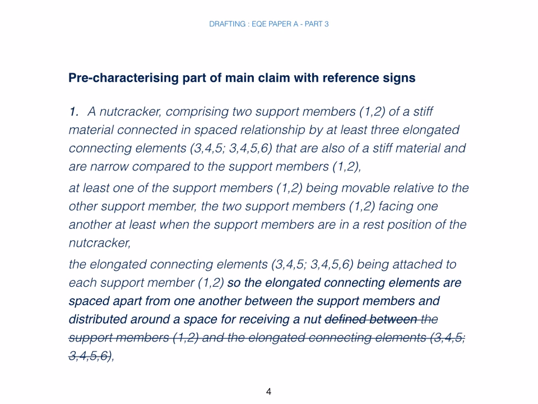The elongated connecting elements 3, 4, 5, 3, 4, 5, 6 being attached to each support member 1, 2, so the elongated connecting elements are spaced apart from one another between the support members and distributed around a space for receiving a nut. And I have deleted the final words which I found were obsolete, defined between the support members and so on. Those are the last words which I have crossed out.